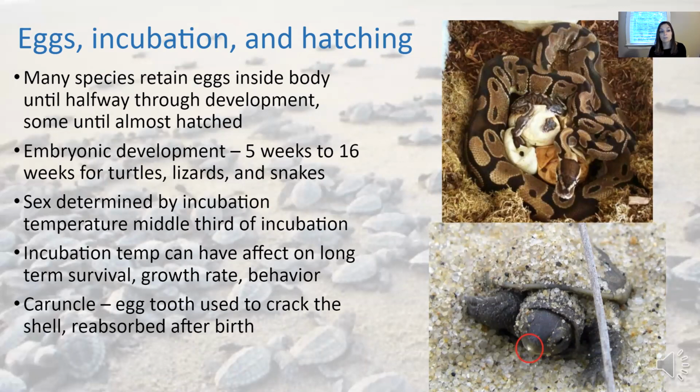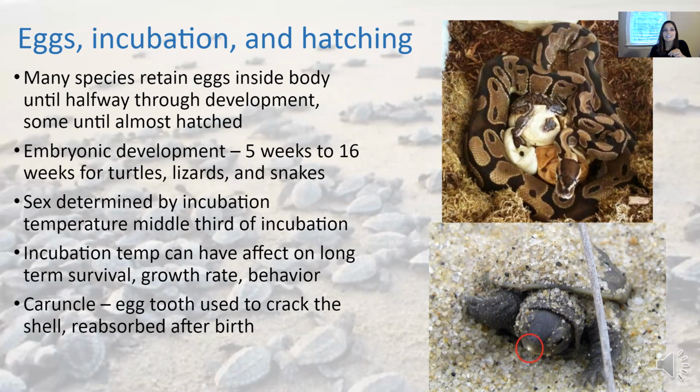Embryonic development of reptiles can take anywhere from 5 to 16 weeks for turtles, lizards, and snakes. The sex is determined by the incubation temperature in the middle third of incubation. You can find lots of research articles on this where in labs, researchers change the temperatures and try to get different sexes. And so for most species, the temperature needed for a male and the temperature needed for a female has been determined. The incubation temperature can also have an effect on long-term survival, growth rate, behavior. So if it's too high or too low, it could have a negative effect on those vital rates.